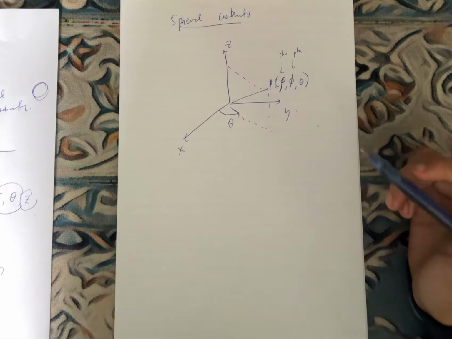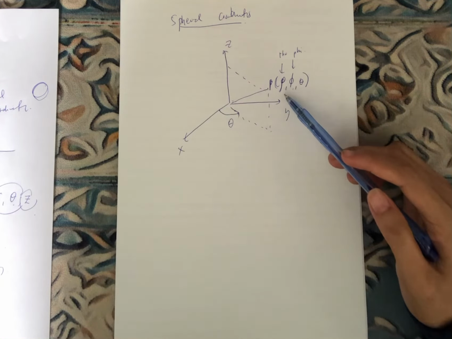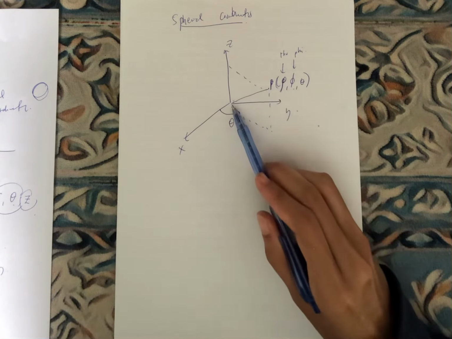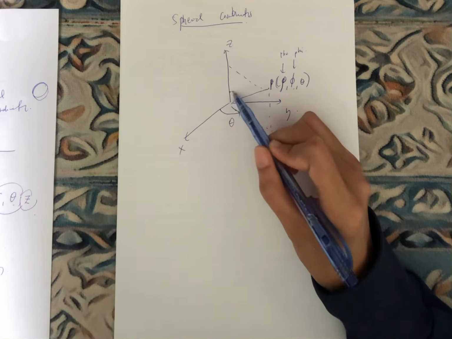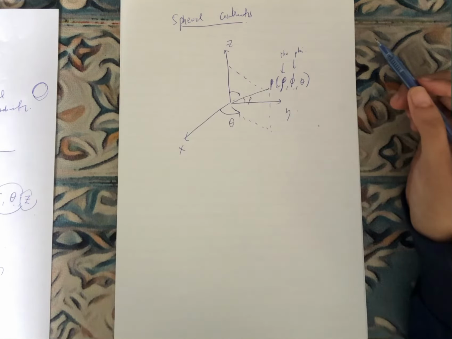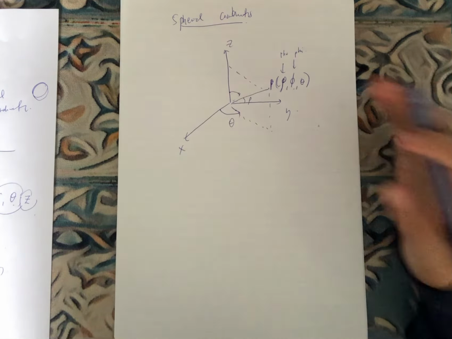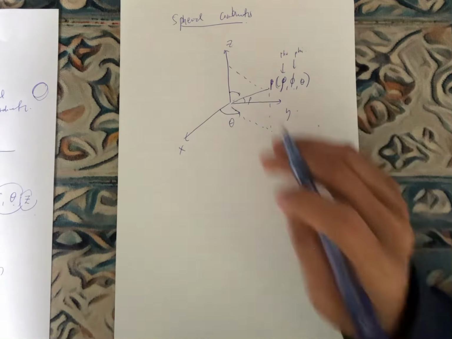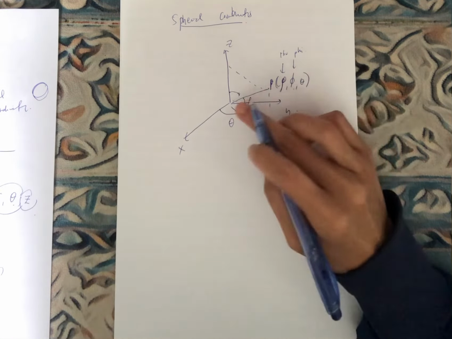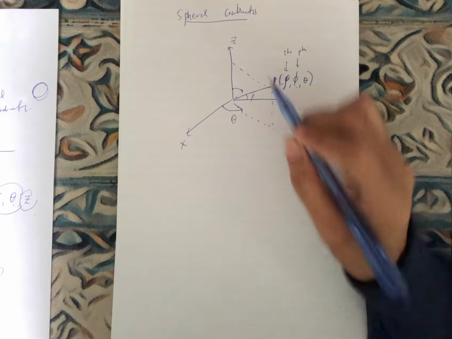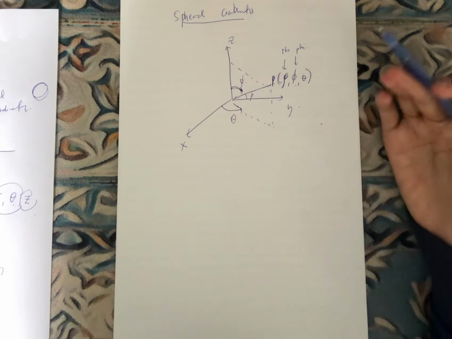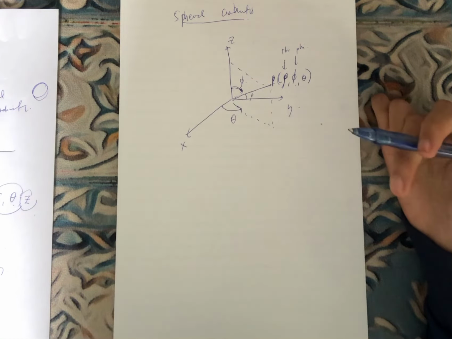So rho is the distance from P to the origin. So this is rho. And how about phi? Phi is also an angle, but it's between the positive z axis and the line from the origin to the point P. So this is the line from origin to P, and this is the x axis. So this is your phi here. And theta is the angle from the cylindrical coordinates.